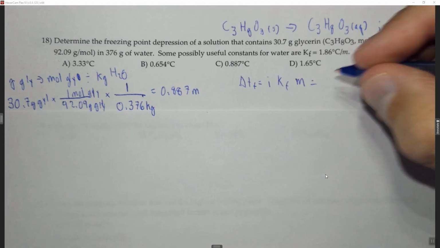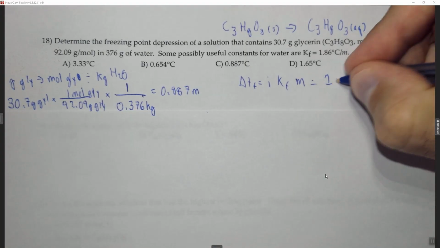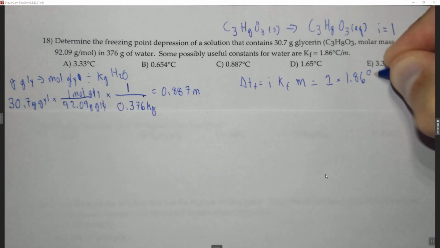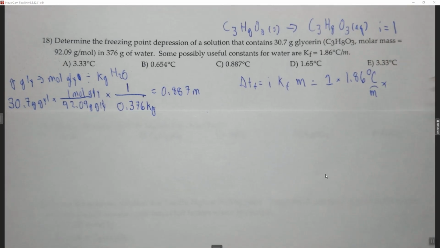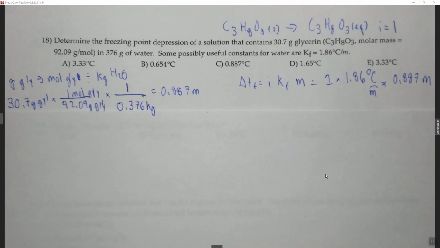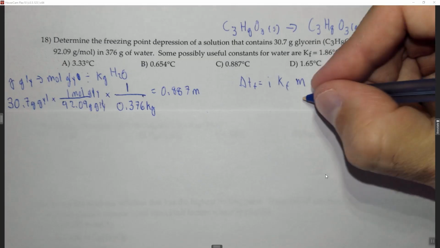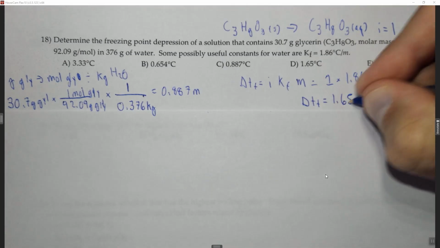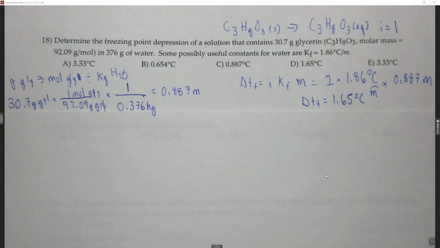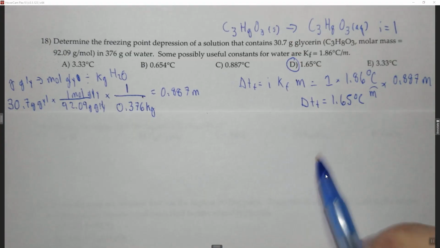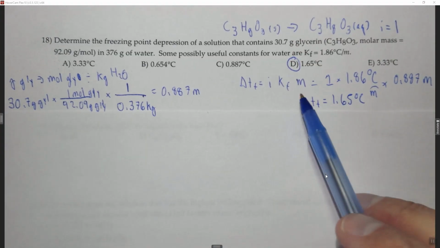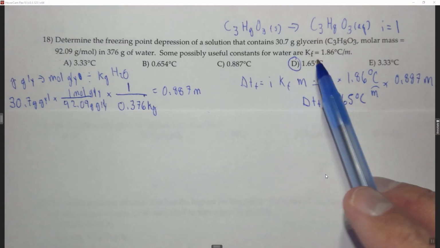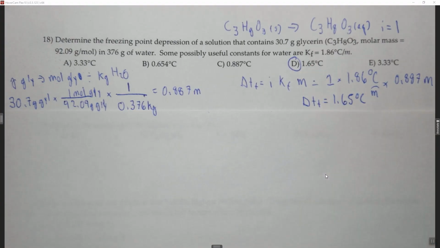So the delta Tf is going to be the i, which is 1, times the Kf, which is 1.86 degrees C per molal, times the molality, which we just found, which is 0.887 molal. Multiply through, and we find that delta Tf is equal to 1.65 degrees C. Okay, so this is the freezing point depression. Note that this solution will freeze at negative 1.65 degrees C, because the normal freezing point of water is 0, and we're going to be 1.65 degrees C less than 0, so negative 1.65 degrees C.